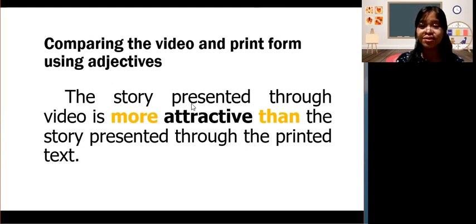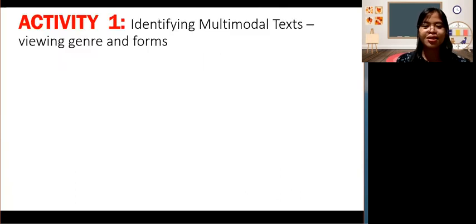Okay, so what is the degree of adjective used here? How many things are being compared? Okay, if you say two, and if you say that it's in comparative degree, then you are correct. So we have the word video, and here we have the story. Two things are being compared. That's why we add more to the adjective attractive. More attractive than. Okay, let's now proceed.